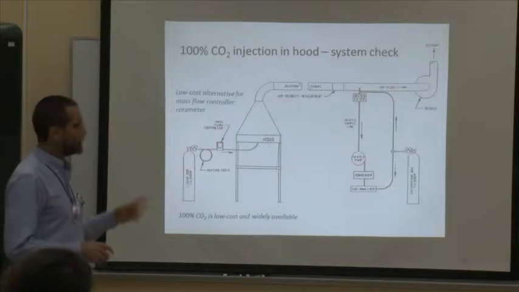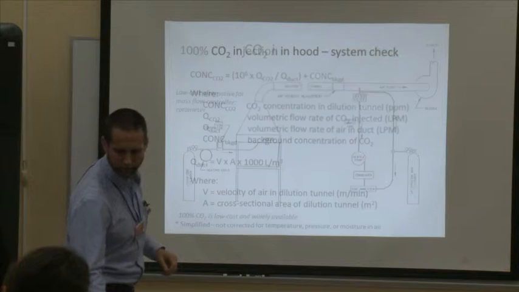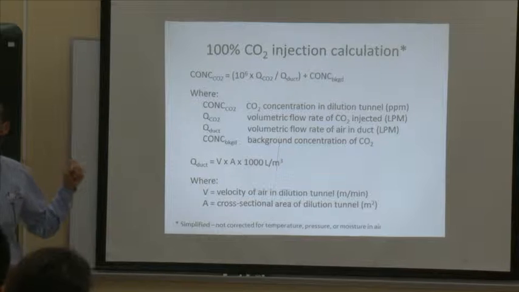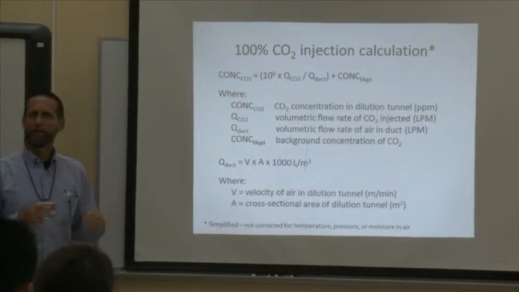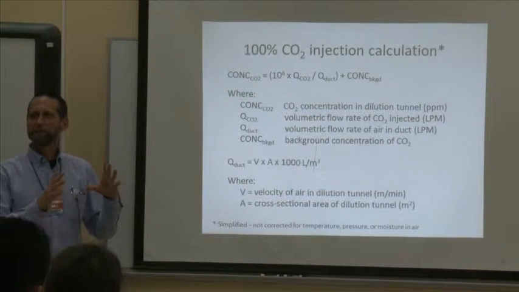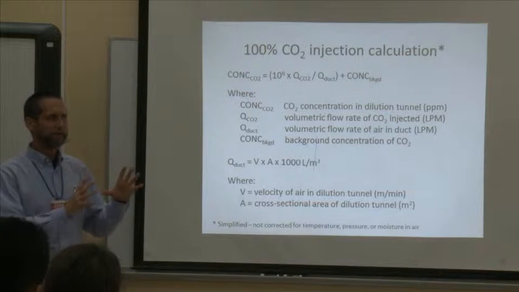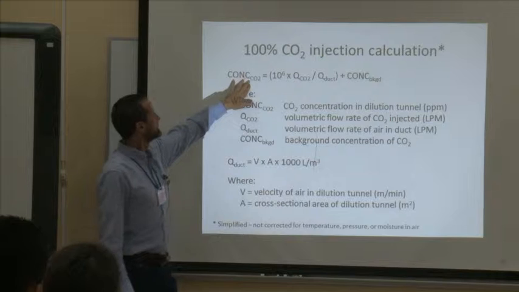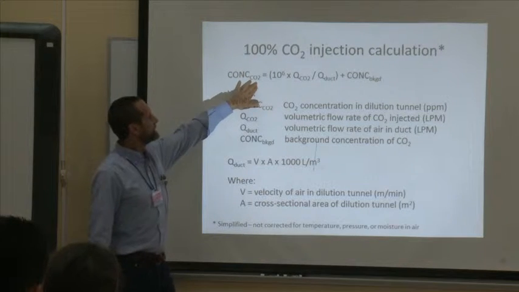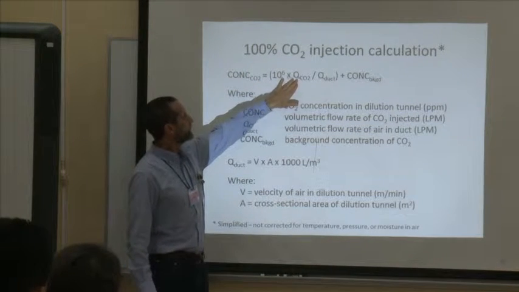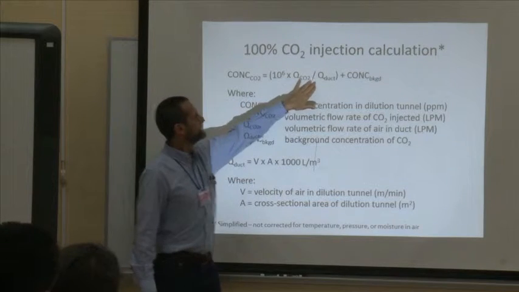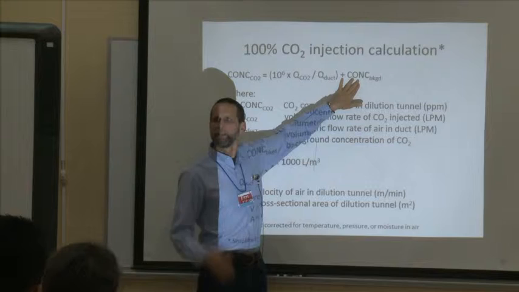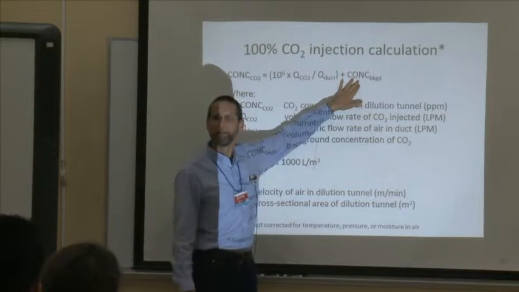So the next thing we need to do is calculate, when we inject a certain amount of CO2 into the hood, what the concentration in the duct should be. This is the calculation for doing it. The concentration of the CO2 is simply the flow rate of the CO2 divided by the flow rate in the duct, and then you have to add the background concentration, as you mentioned here.